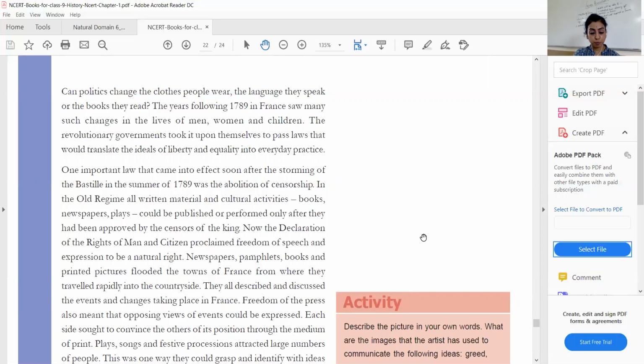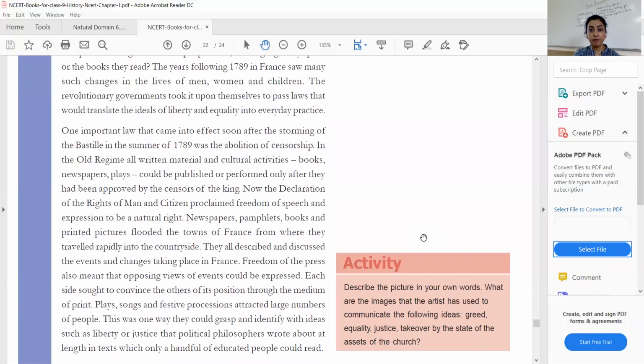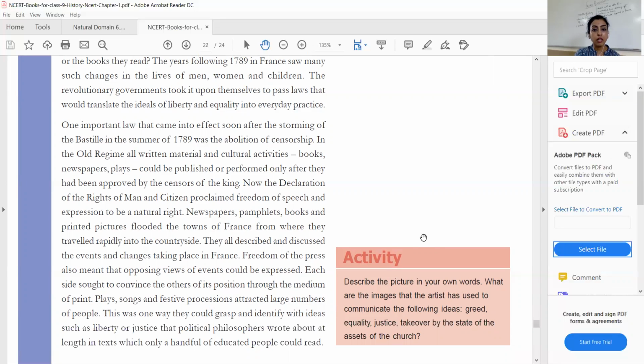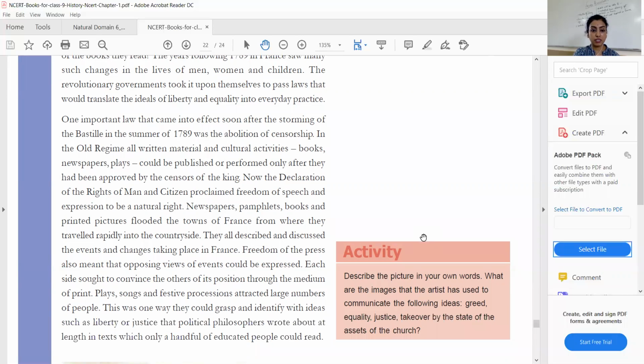People were given the right of speech and expression. The newspapers, pamphlets, books, printed pictures. As there was no censorship, there was a lot of printing of books, papers, and pamphlets. All this got flooded in the market, from where it traveled rapidly into the countryside. People not only in the cities but also in the villages could now read the news of what was going on. They could raise their voice and give their opinions. They all described and discussed the events and changes taking place in France.